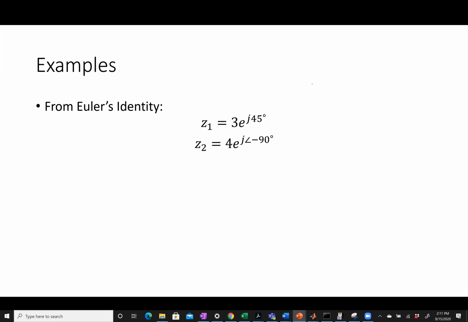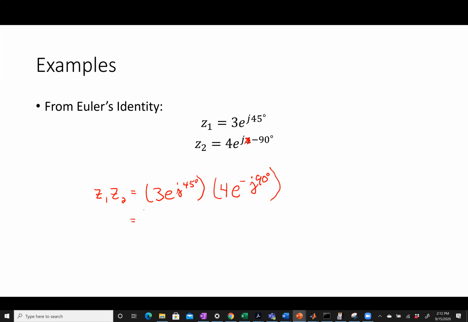So let's look at this guy. Let's say I want to do Z1 times Z2 with this set of numbers here. I just do it like this. I have 3 e to the j 45 degrees times 4 e to the negative j 90 degrees. Let me edit my notes there. It shouldn't say angle, it should say negative 90 degrees.